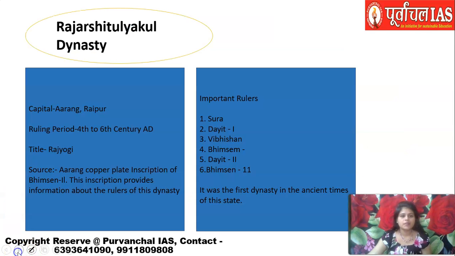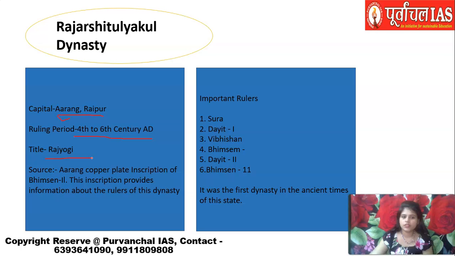Now when I begin, the first dynasty that comes across is the Rashitulyakul dynasty. This dynasty had its capital in Arang, Raipur. Arang is in the Raipur district and very close to Mahasamund. This dynasty of Rashitulyakul had its capital in Arang, and their ruling period is expected to be somewhere around the 4th to 6th century AD.